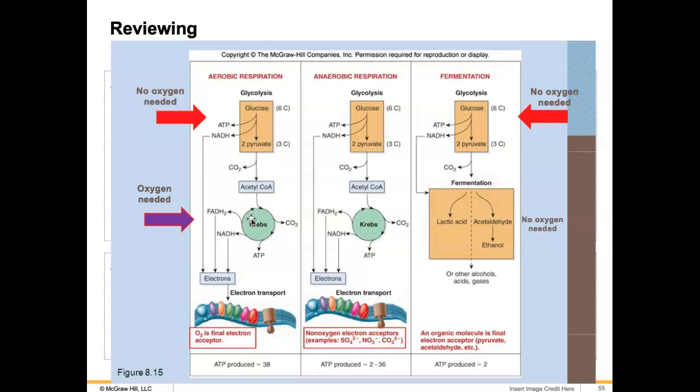So in aerobic respiration, if oxygen is available, it's able to go through the process, and oxygen is the final electron acceptor. In anaerobic respiration, there may not be a lot of oxygen available, so oxygen is not the final electron acceptor. We have these other things here, and I'm not going to necessarily ask you to regurgitate them to me, but keep this handy in case you need to reference it. And then in fermentation, no oxygen is needed at all.